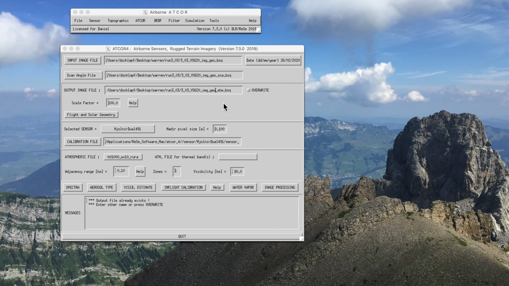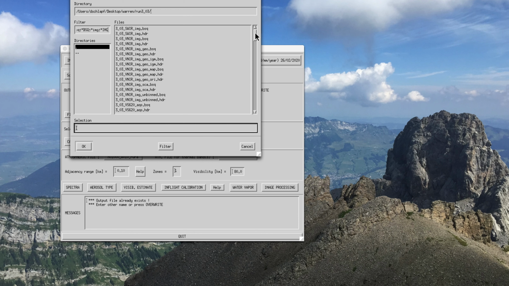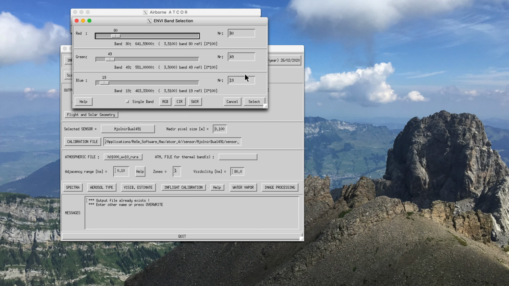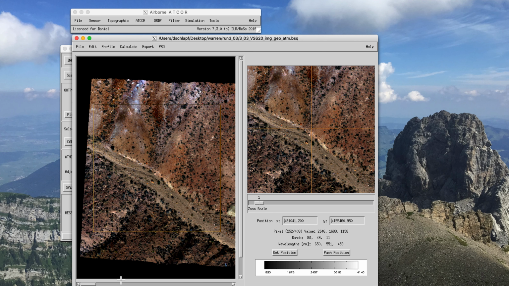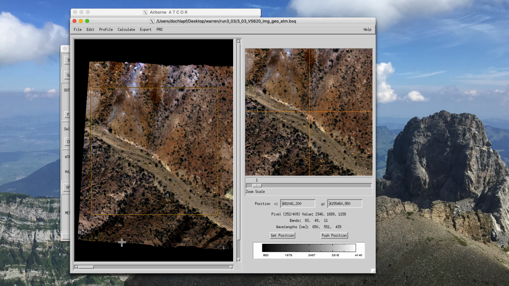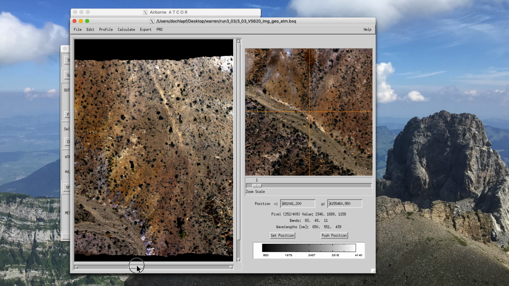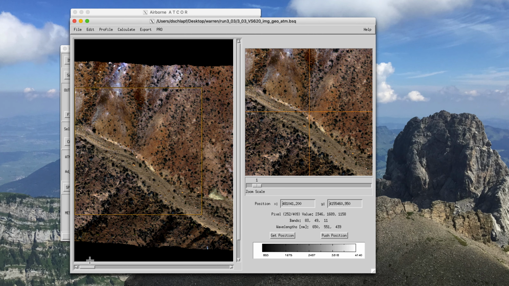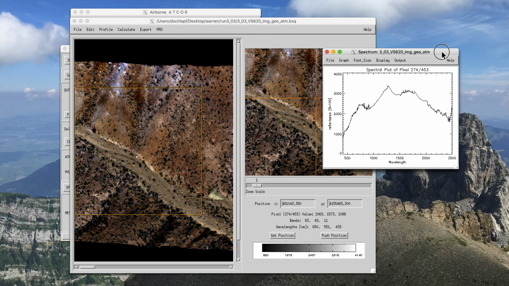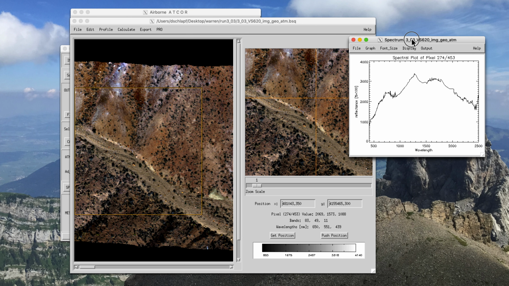So let's have a look at the results. I have processed this data to here now, and looking at the results, we have this correction of the terrain, which has been nicely done. And on the other hand, we can have a look at the spectra, which are quite nice looking.